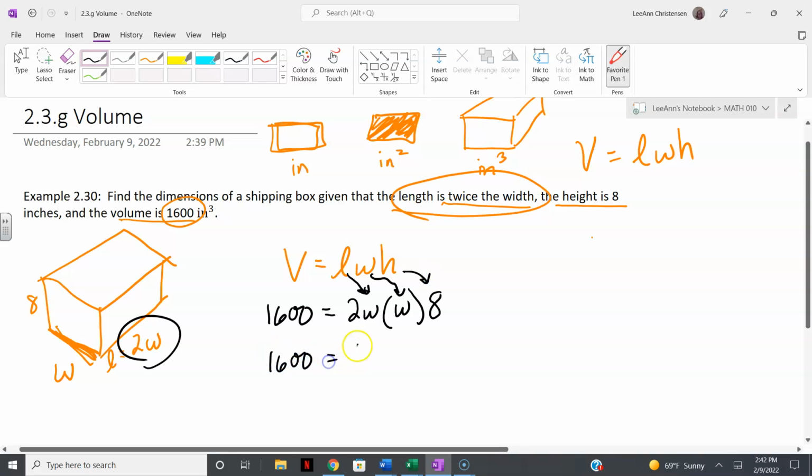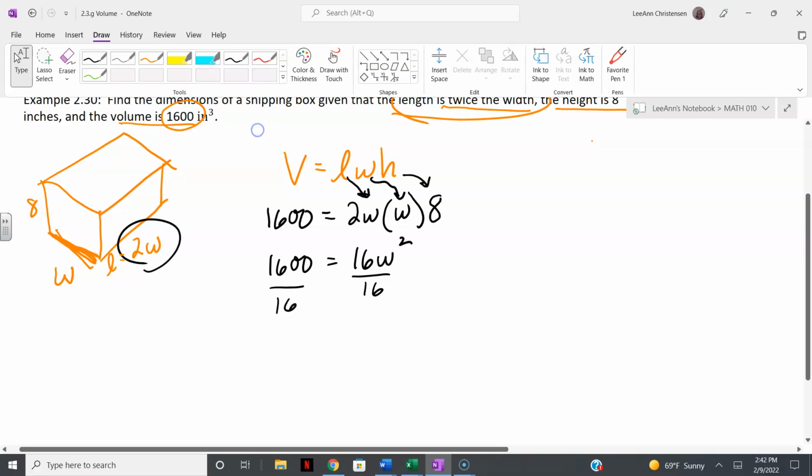Okay, so let's simplify this. 1,600 equals 16W squared. That's what that looks like. If I divide both sides by 16, then I get 100 for W squared. And you're going to take the square root of both sides. So you can write it like this. You're going to get 10 for the width.